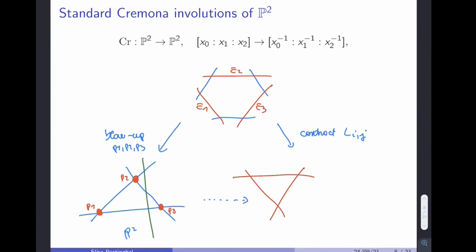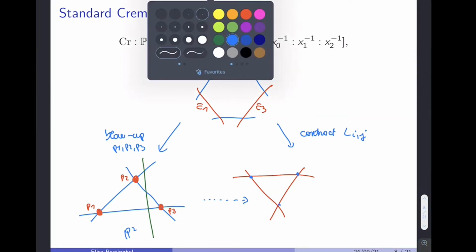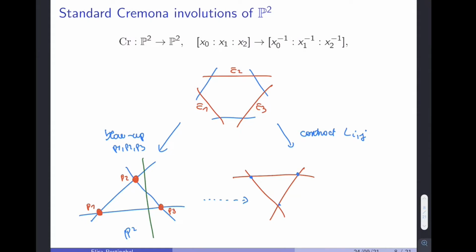Well, it intersected the three coordinate lines, and therefore when I do this operation, it will go through the 3 coordinate points on the other side. So it becomes a conic through the 3 points. So a general line becomes a conic through 3 points.